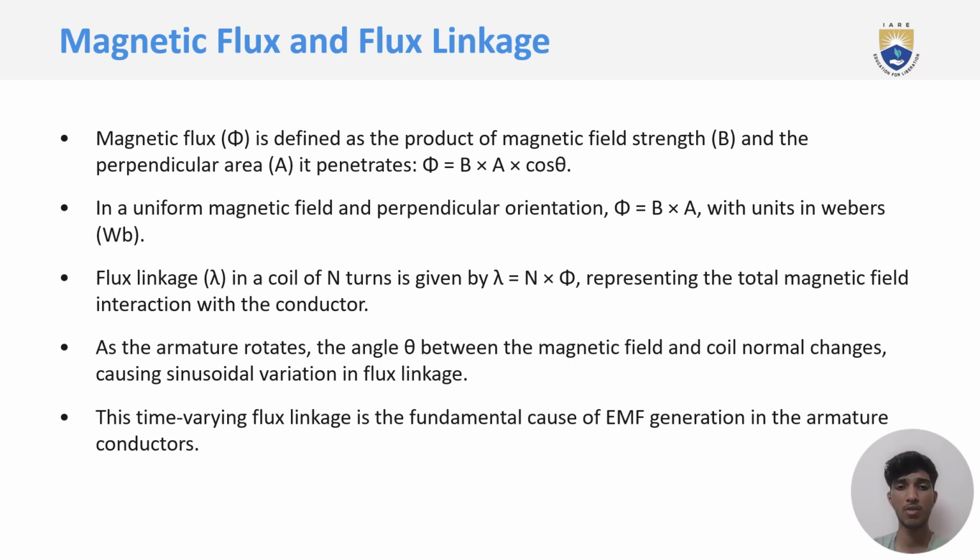As the armature rotates, the angle between the magnetic field and the conductor changes, causing the magnetic flux to vary continuously. This variation is what produces EMF in the generator.